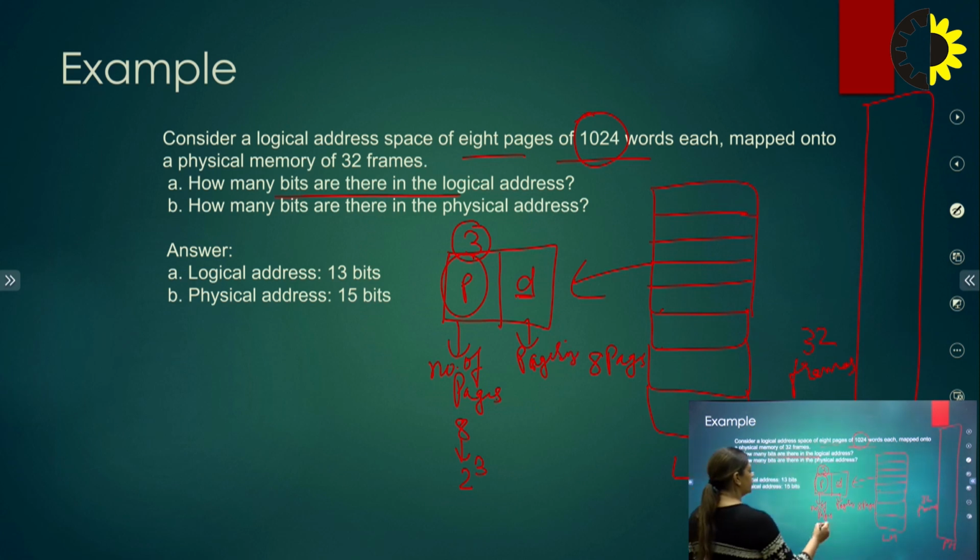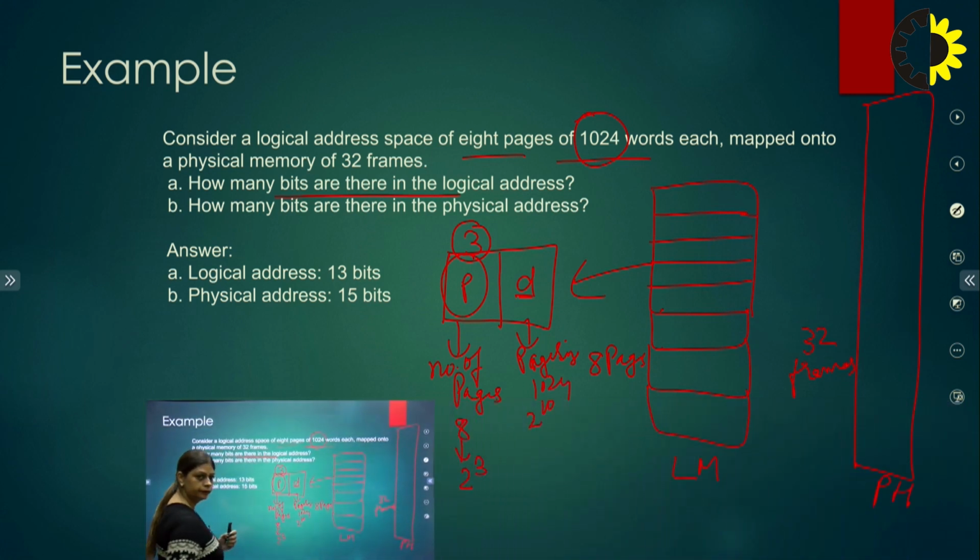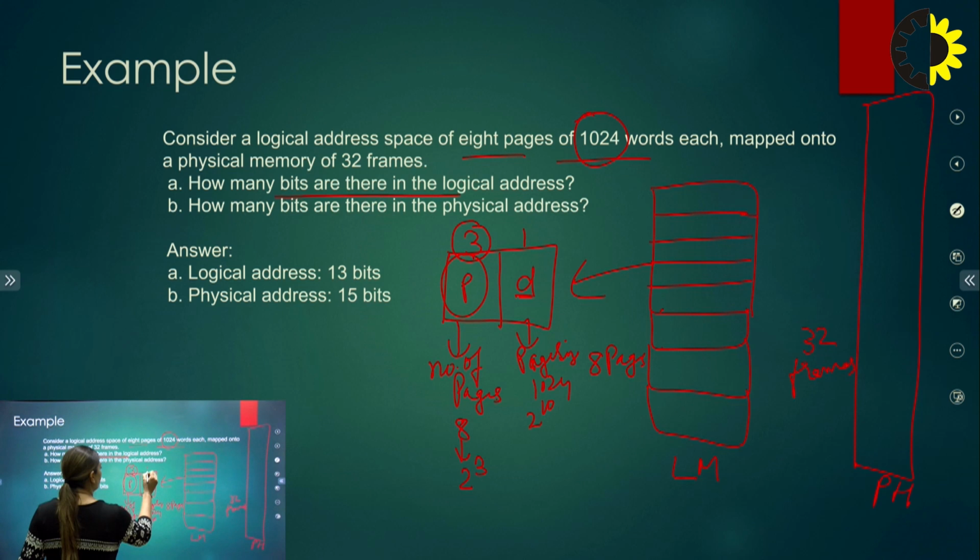Page size is 1024. That means 2 raised to power 10. That means for this we will require 10 bits. For this 3 bits. So total in logical address we will require 13 bits. Right? Now we will go for physical address.